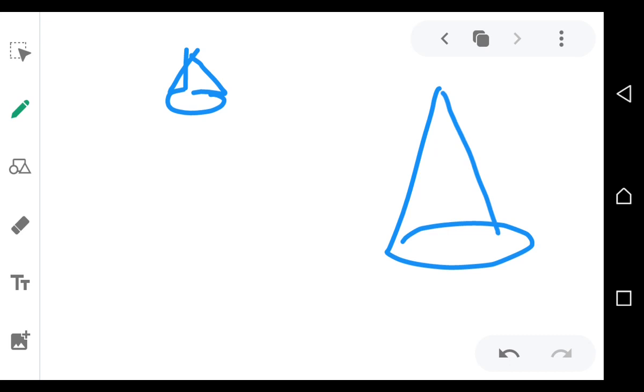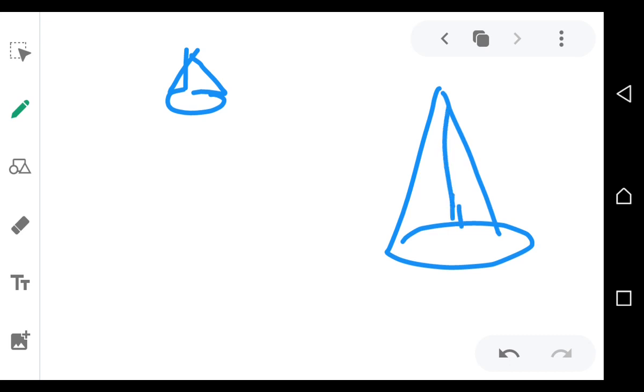So you have two volumes, the volume of the larger pyramid and the volume of the smaller pyramid. The smaller pyramid is on top, like this one. And then there's also the volume of the larger pyramid. You have to subtract these two volumes.